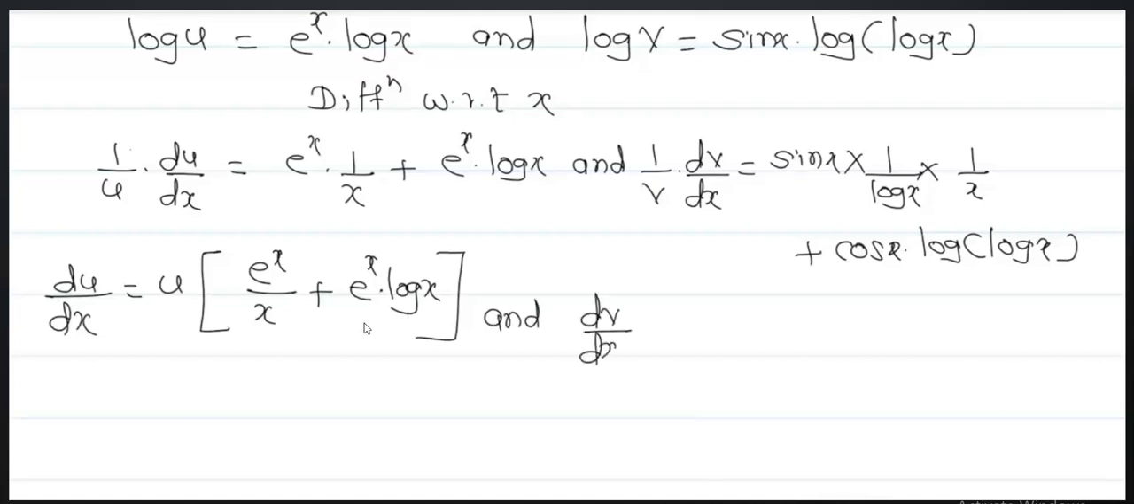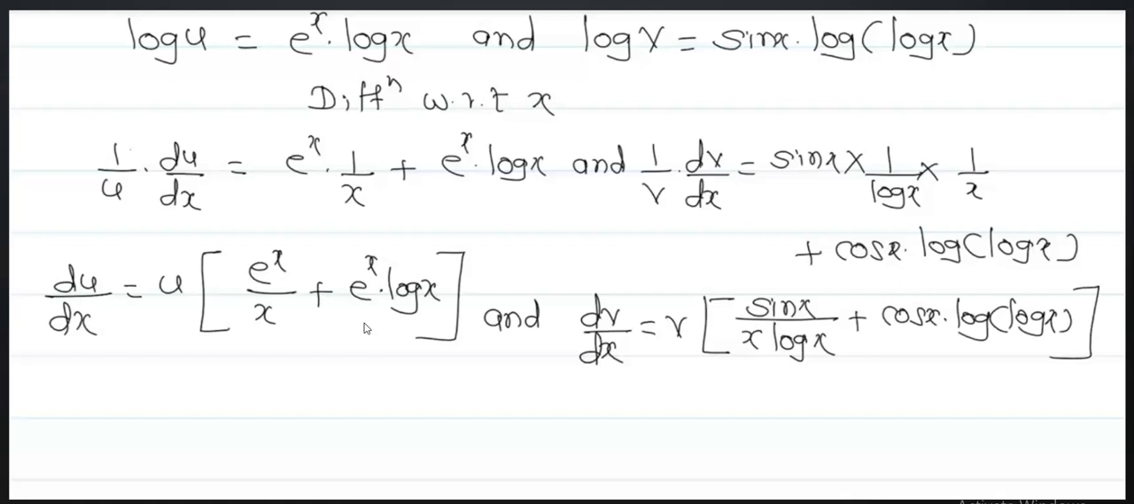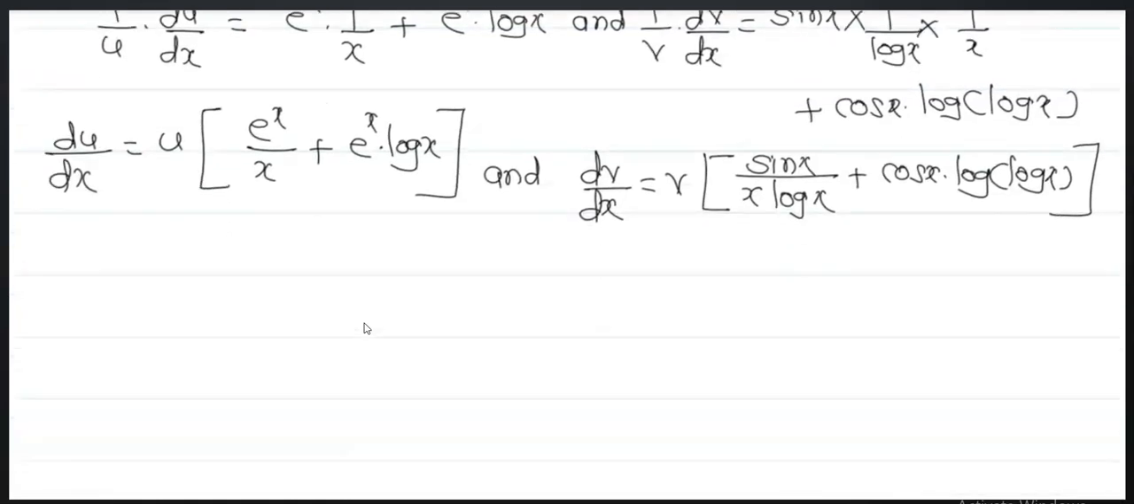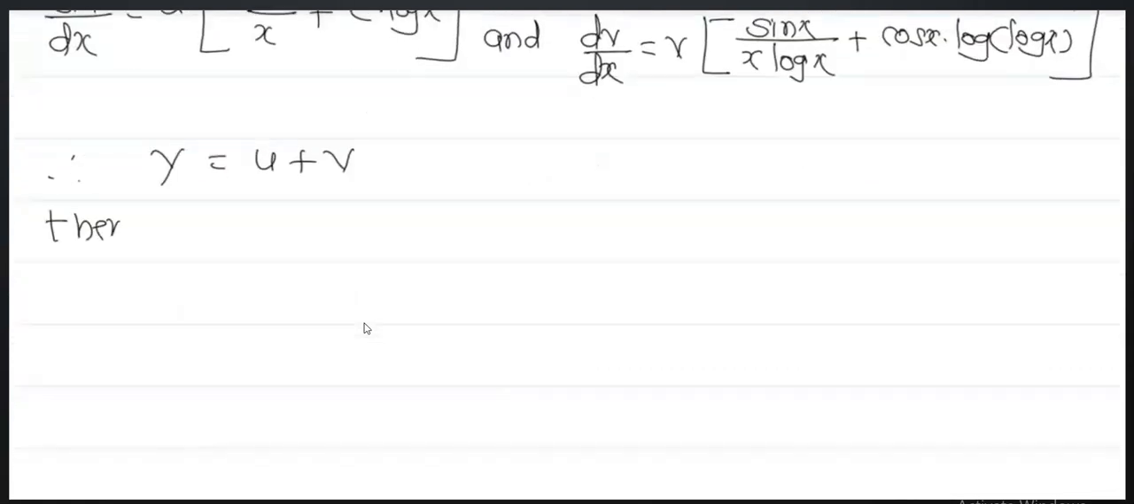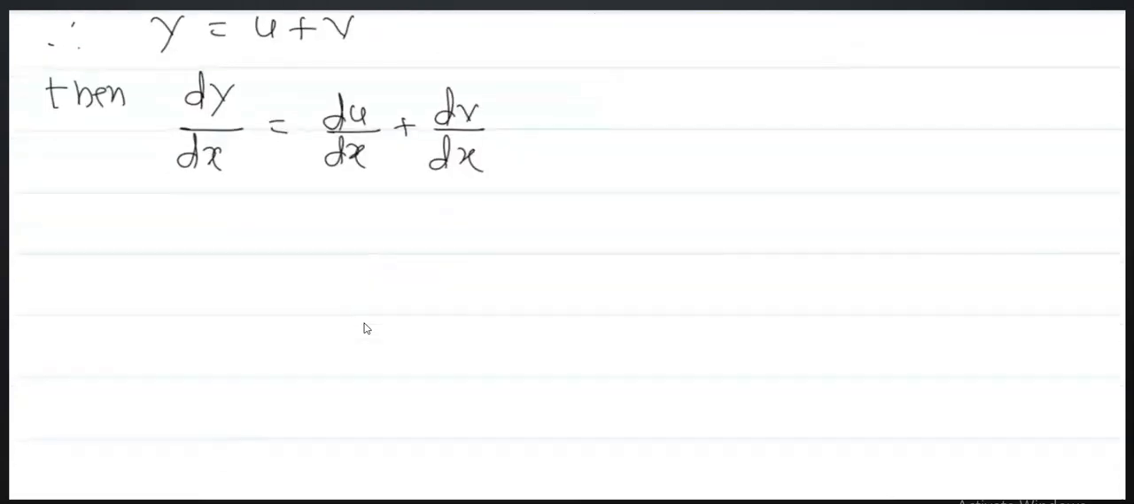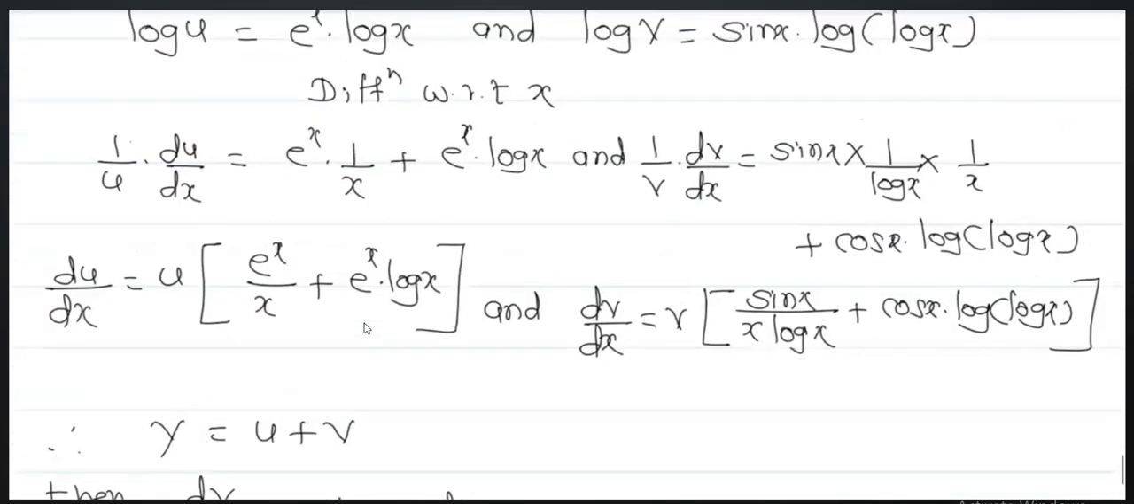And dv by dx is equal to v into sin x upon x log x plus cos x log of log x, bracket complete. Therefore, y is equal to u plus v. Then dy by dx is equal to du by dx plus dv by dx. Therefore, we will substitute the values.